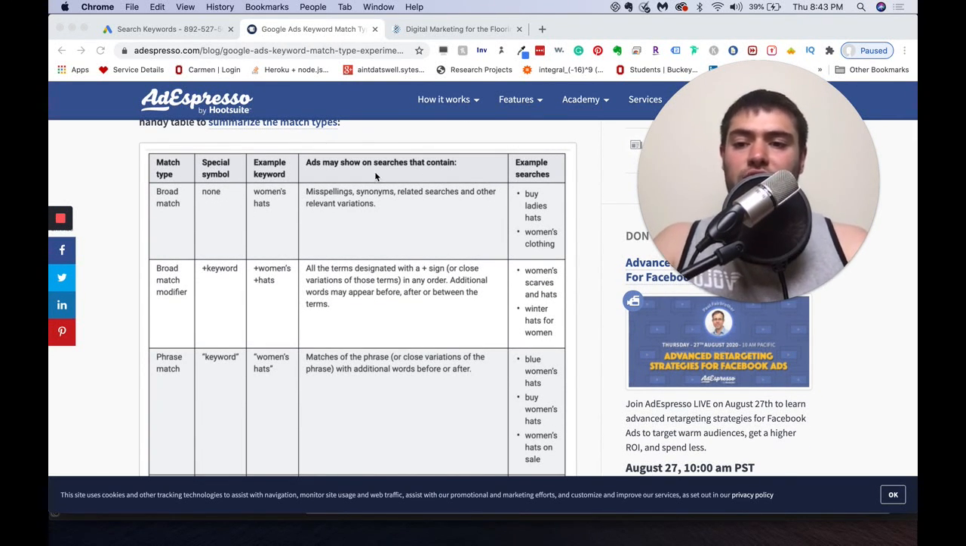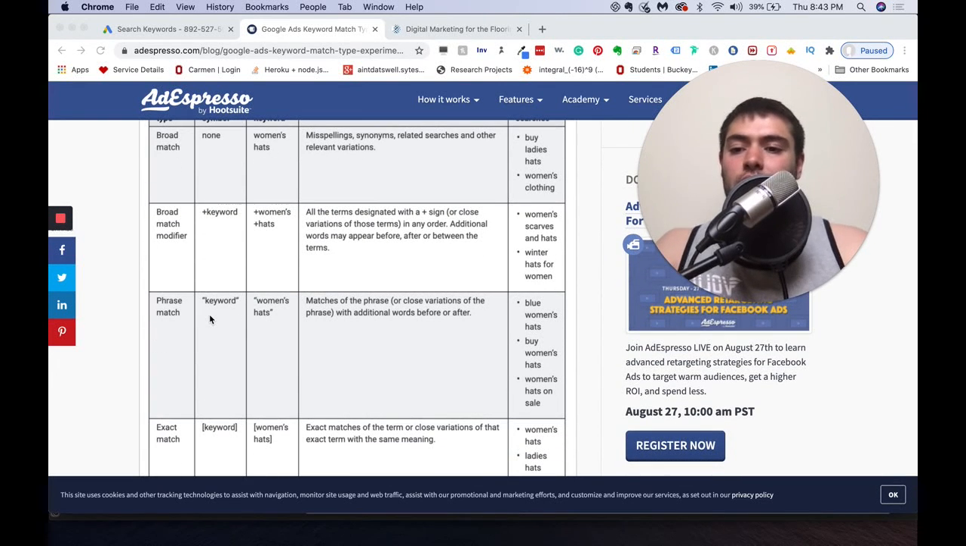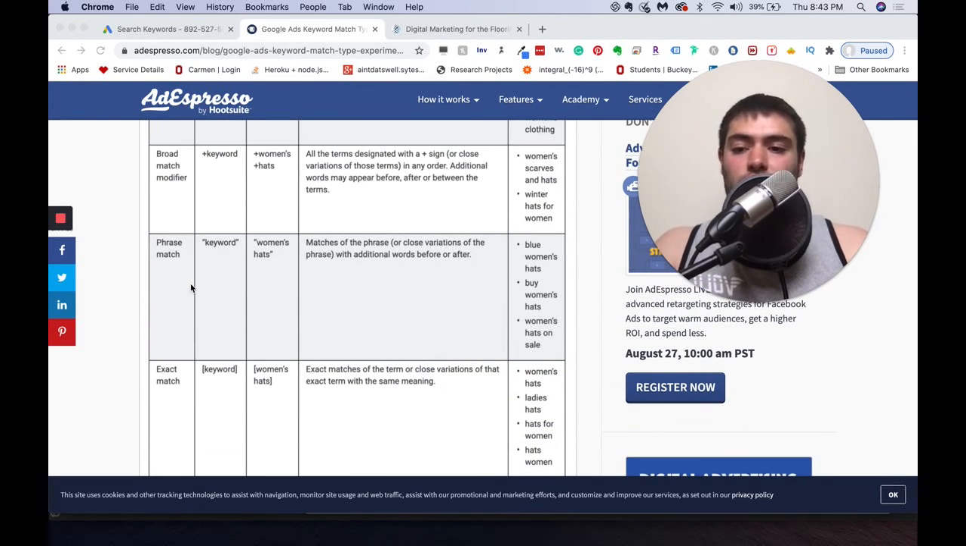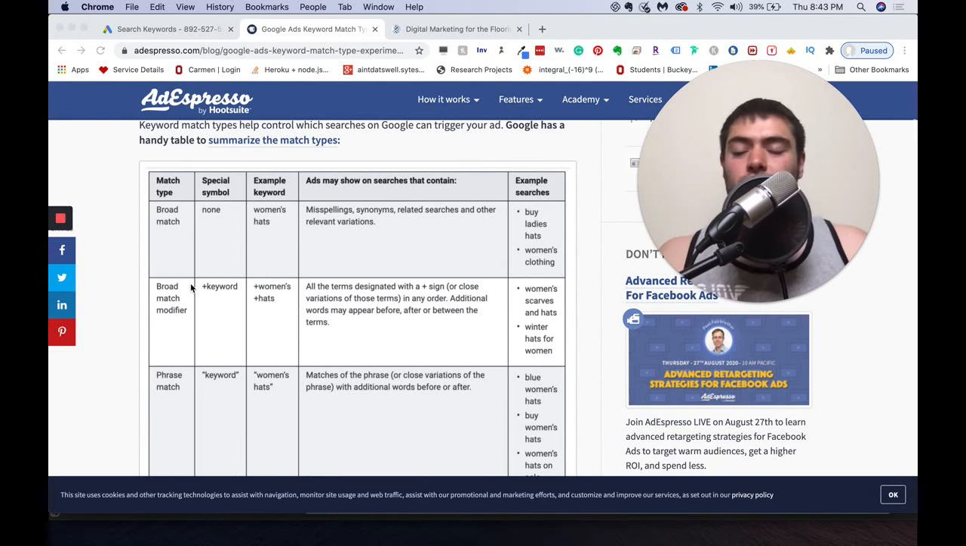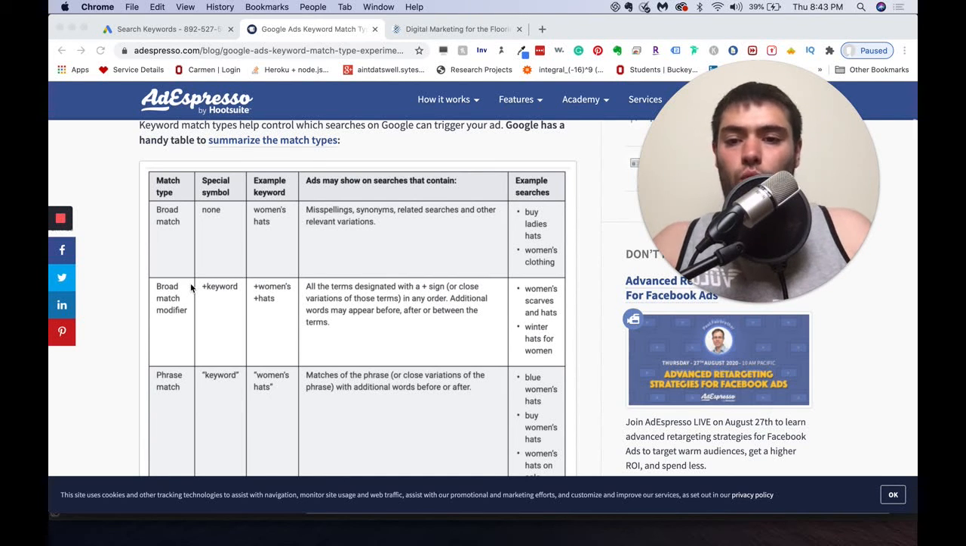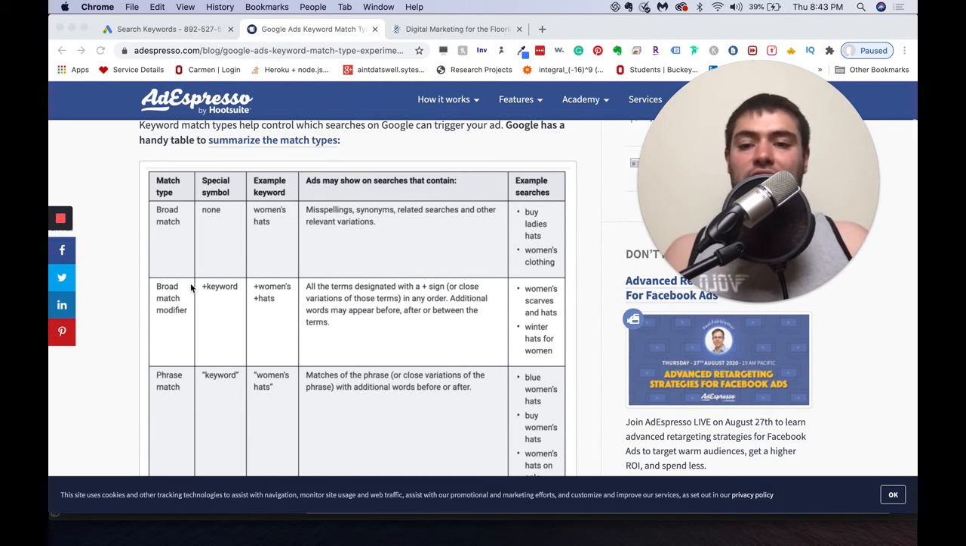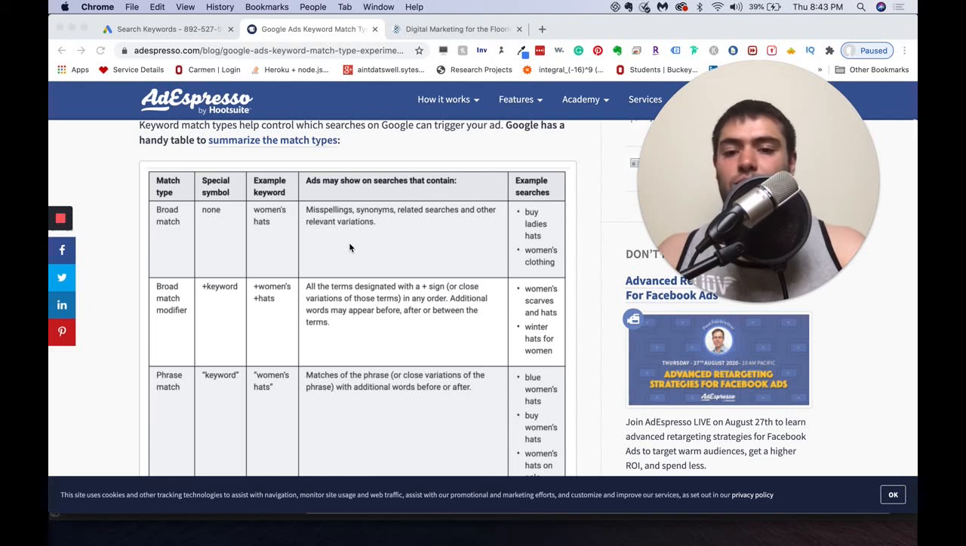So we're going to go through each of these match types: broad match modifier, phrase match, and exact match. Starting with broad match, it's when it's not really super related to what the search is. So if it's women's hats, for example, it's going to include misspellings, synonyms, related searches, and other relevant variations. Some of the examples might be buy ladies hats and women's clothing. Now, buy ladies hats is not bad, but women's clothing could be anything.